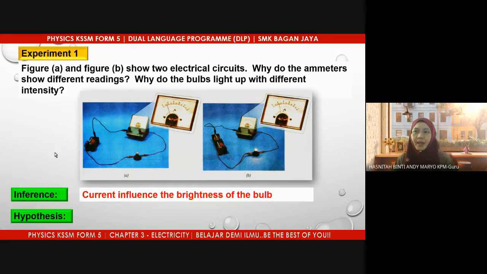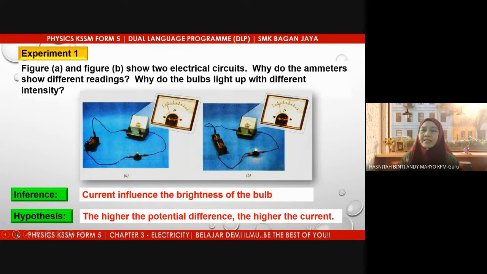Okay, and for our hypothesis here, we are investigating the relationship between potential difference and current flow. So our hypothesis is: the higher the potential difference, the higher the current. Potential difference is provided by the batteries or the power supply.